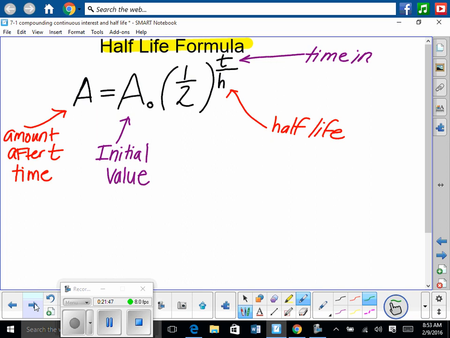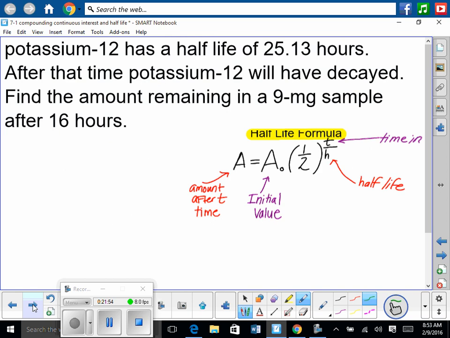So this is just an exponential function. Does everybody see how it's just an exponential function? It's just kind of fancy. Okay, so it says potassium 12 has a half-life of 25.13 hours. Now this looks hard, but it's really easy, so don't get caught up in the wording here. So I'm going to write that down. H is equal to 25.13. Does everybody understand how it just reads exactly as it is? It gives you the half-life.